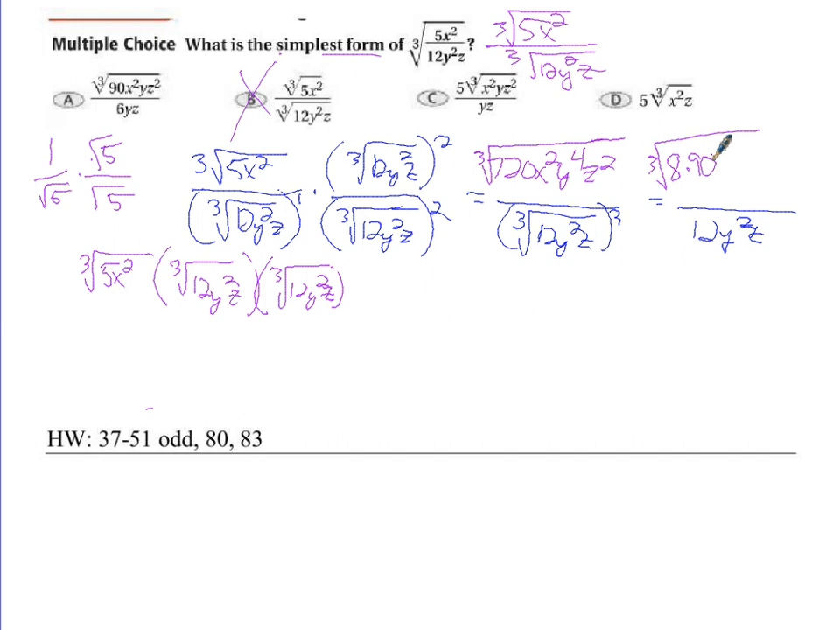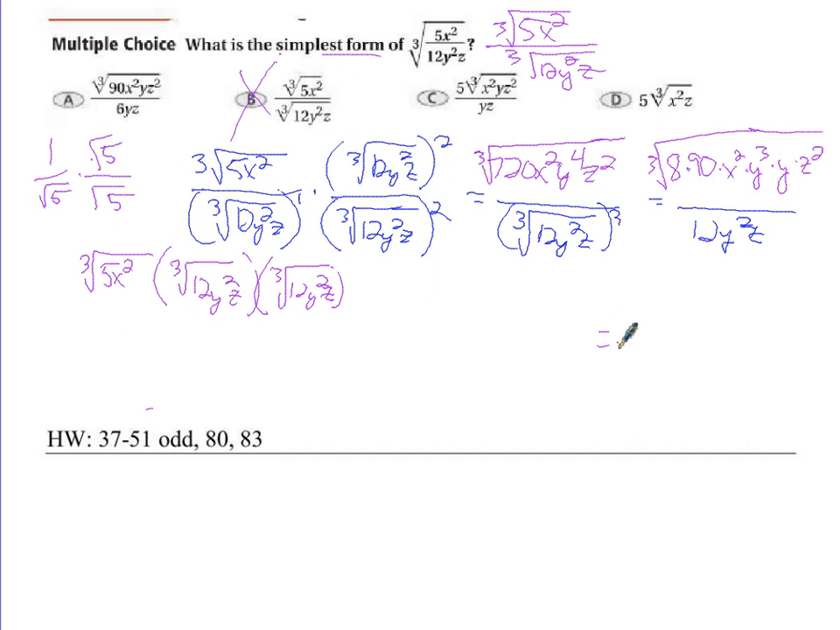Is x squared have a perfect cube in it? No. So times x squared. What about y to the 4th? Yeah, so times y to the 3rd times y. How about z squared? Nope. So times z squared. Where am I getting y to the 3rd from? I'm turning y to the 4th into a perfect cube times something. Y to the 3rd is a perfect cube times y is y to the 4th.